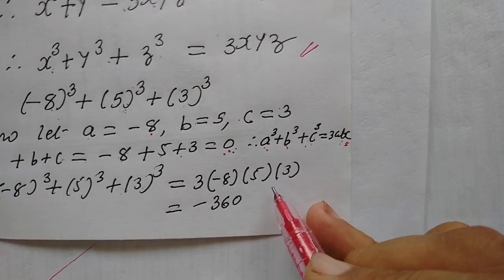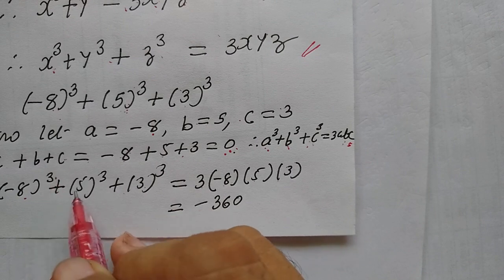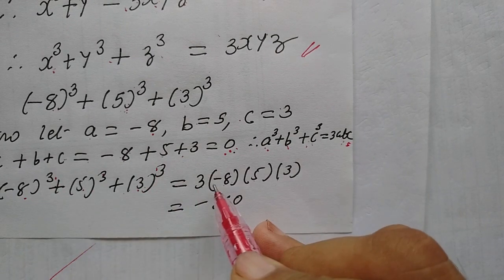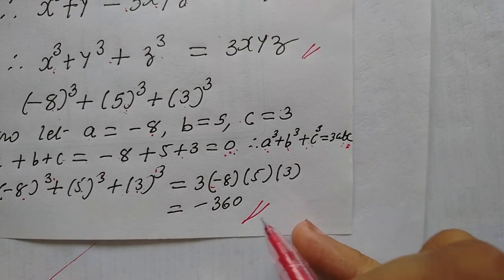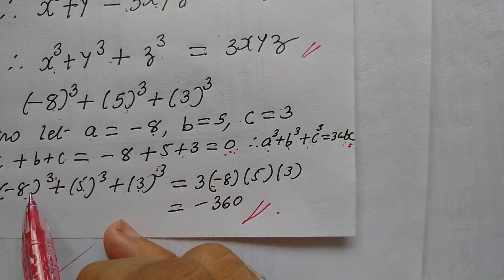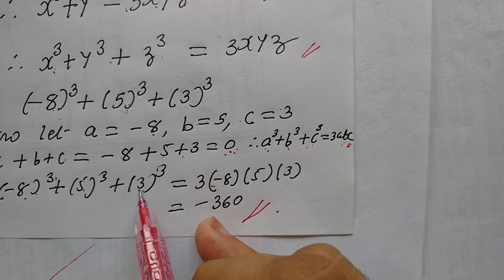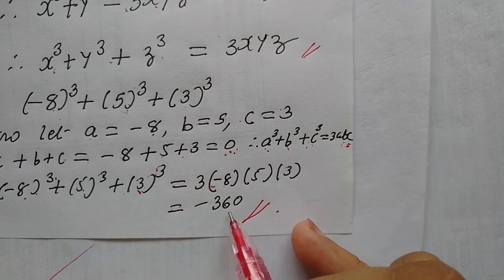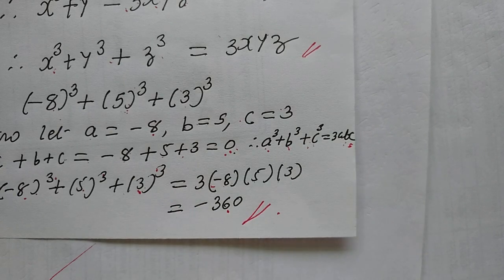Now children, we put the values here: a equal to minus 8 cube, and b cube and c cube. Put the values, and 360 is the answer, children. Now see children, we did not find the cube of this, cube of this, cube of this, even though we got the answer.